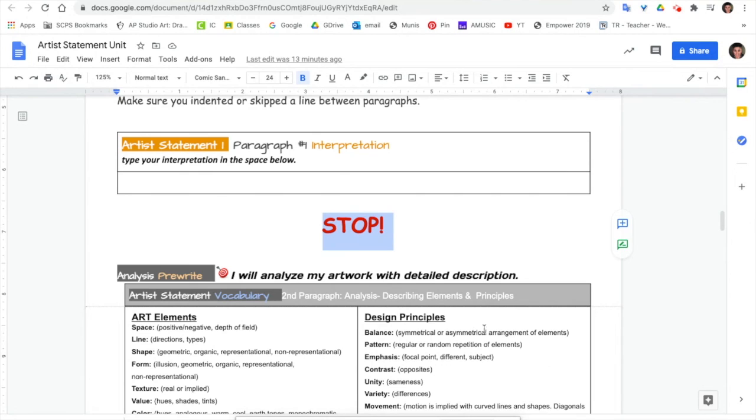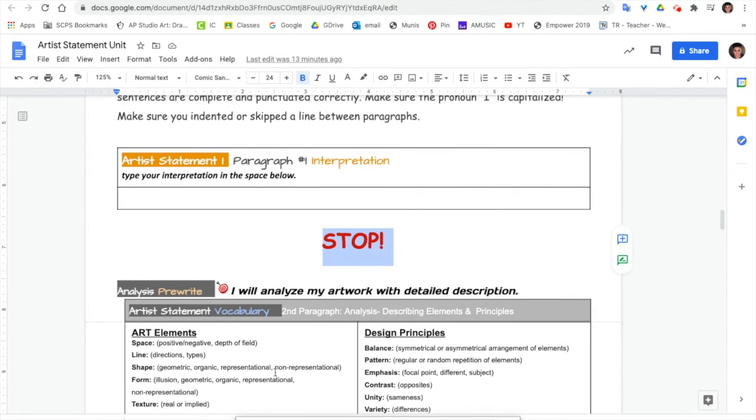So stop, don't go any further. We'll take care of this during our second class period for this unit. Let me know if you have any questions. The Google Meet will be open.